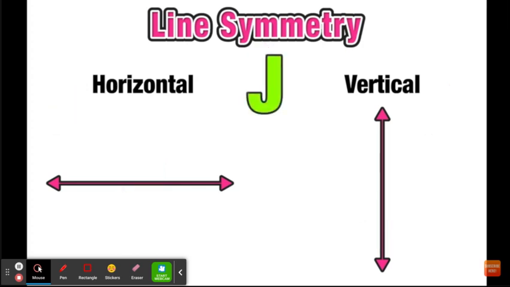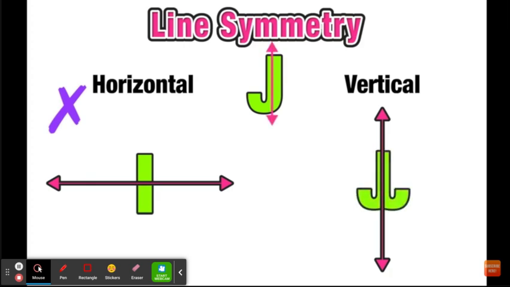And finally, we're going to check out the letter J, starting with horizontal line symmetry, reflecting the top half image over the horizontal line. We see that this does not maintain the same image, so it does not have horizontal line symmetry. And for vertical line symmetry, same process, reflect that half over the vertical line. And again, this does not represent the same image, so J has neither vertical nor horizontal line symmetry.